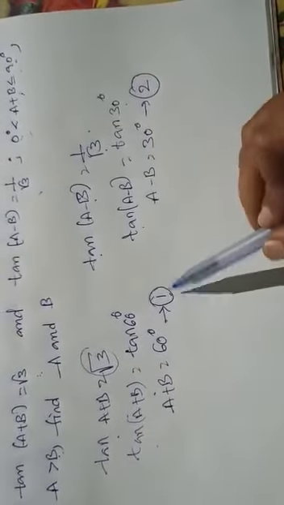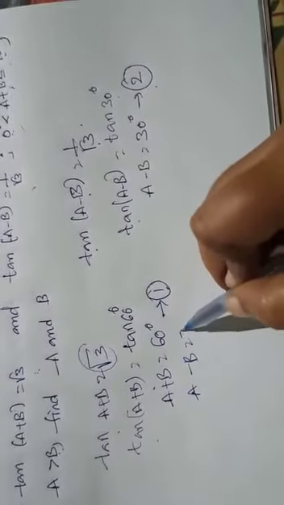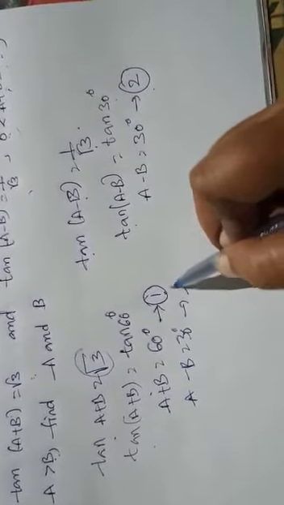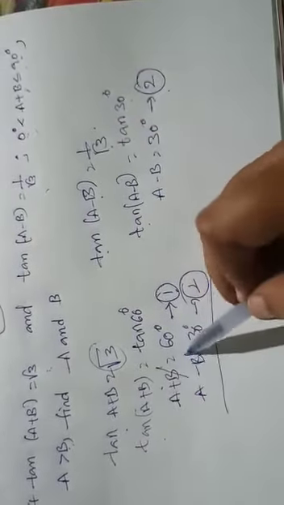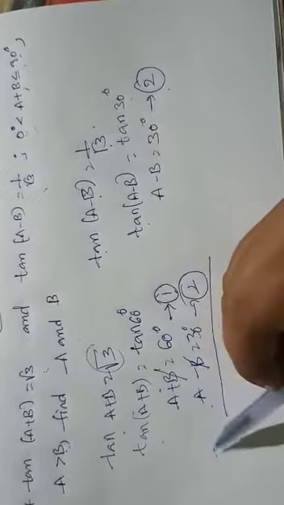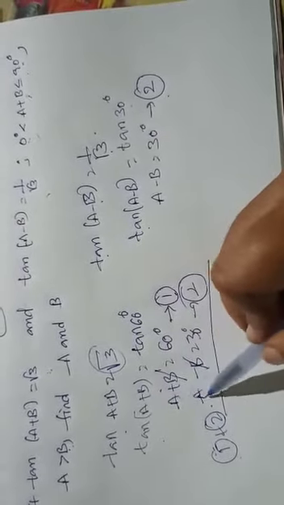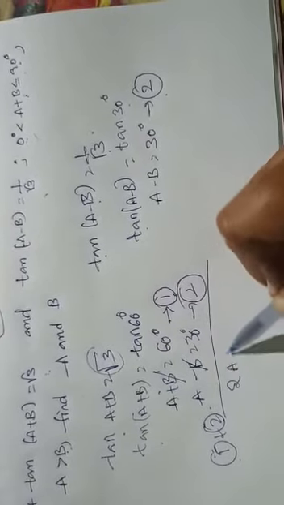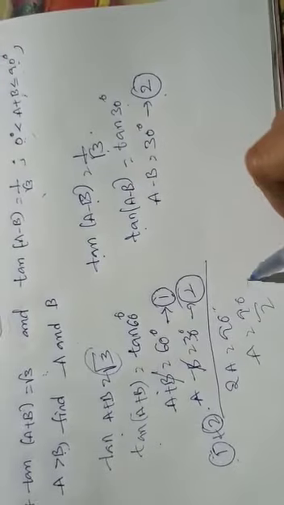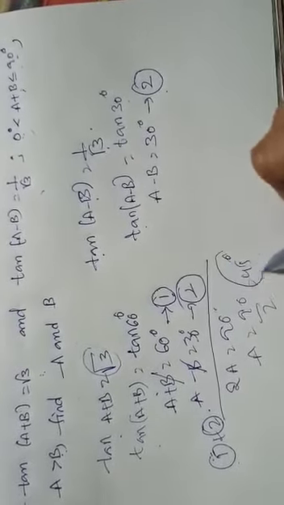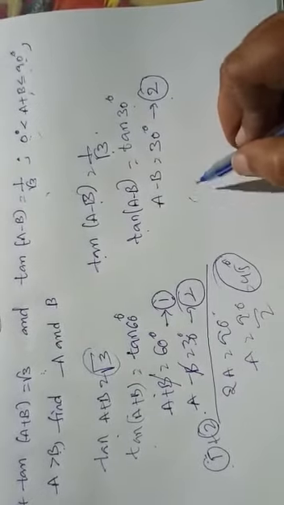Solving equation 1 and equation 2. A - B equal to 30 degrees, this is equation 2. Solving 1 and 2, B cancels. Adding 1 and 2, 2A equal to 90 degrees. A equal to 90 by 2, 45 degrees. Okay, here we get A value 45 and we have to find B value.